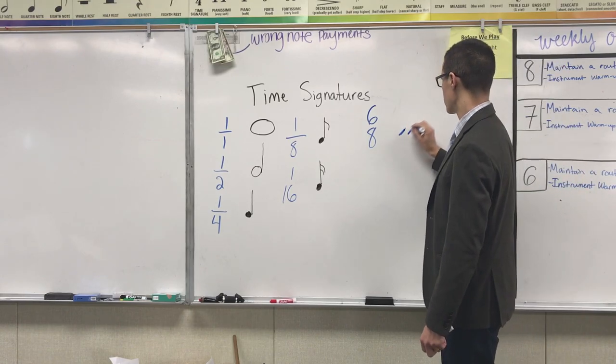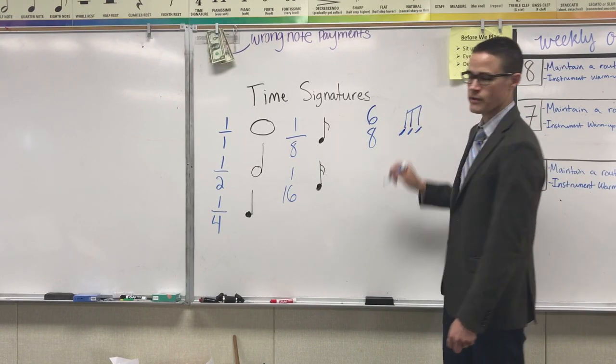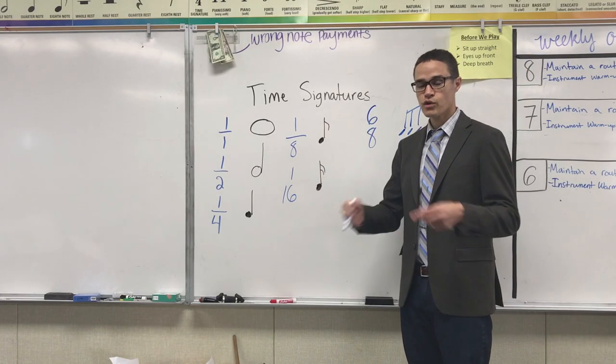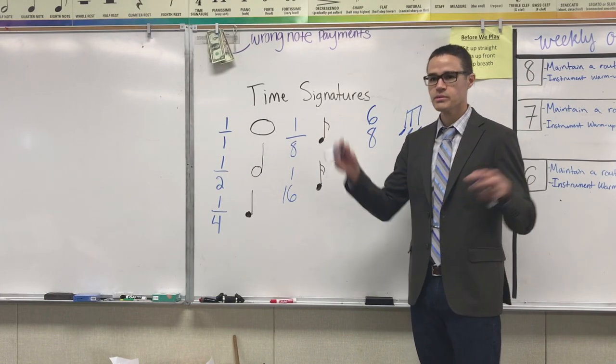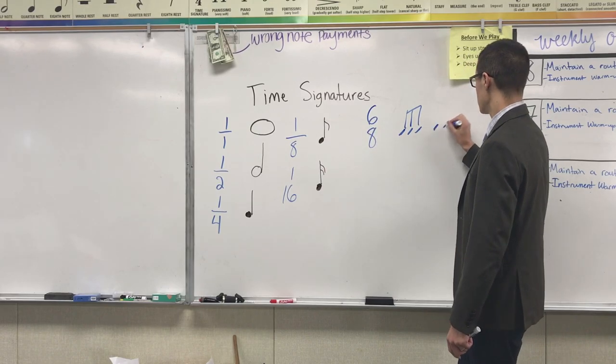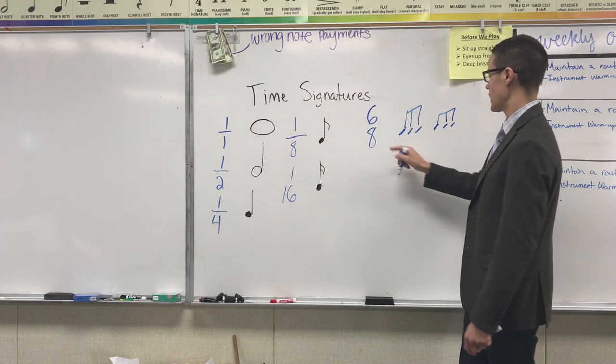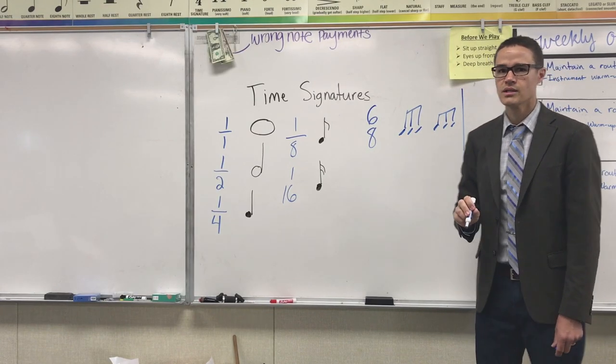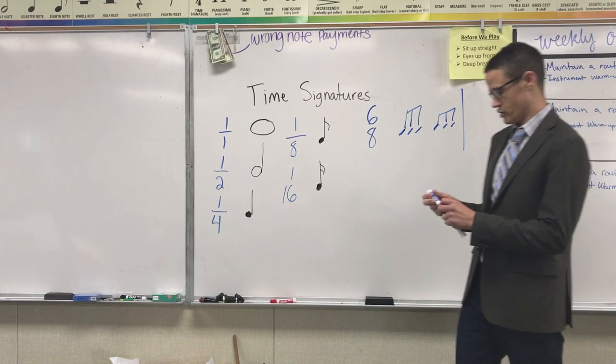And these are typically grouped in threes. Might be more like a triplet. So if we're conducting in two, it might be like 1, 2, 3, 4, 5, 6, 1, 2, 3, 4, 5, 6, triplet. So 6/8 means we have 6 eighth notes per measure, and then it repeats over and over until it changes.